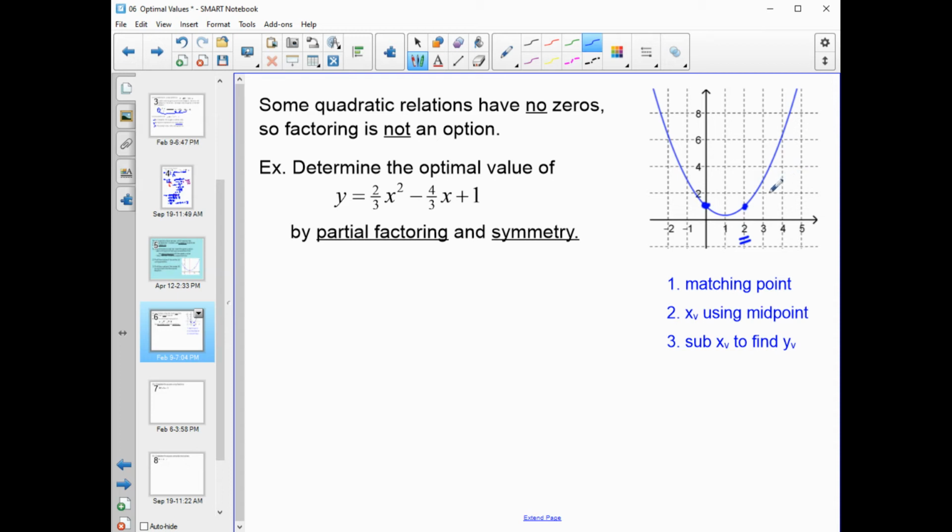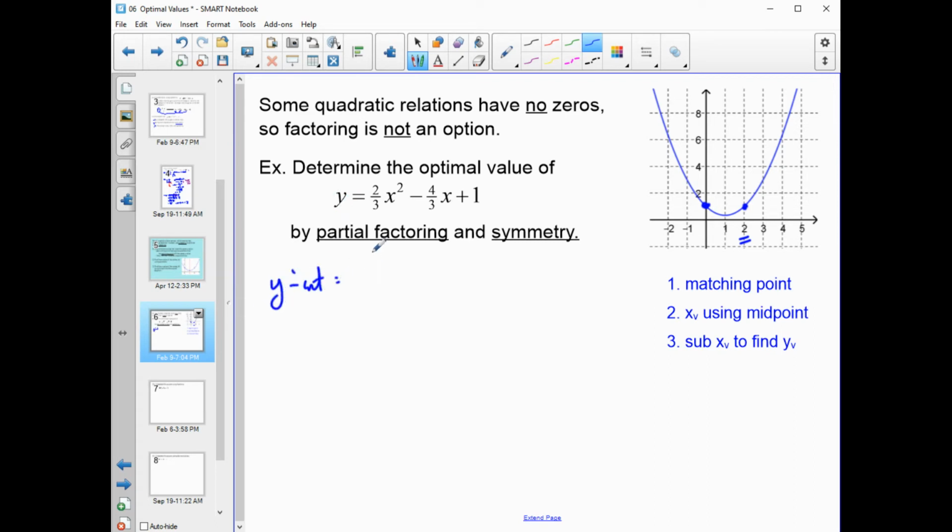I just added this graph in to illustrate this. I didn't mention it on the previous examples. Hopefully you did anyway. But if you're doing this as a lesson, you should pause now and you should try this one on your own. So what I'm going to do, first of all, is identify the y-intercept.